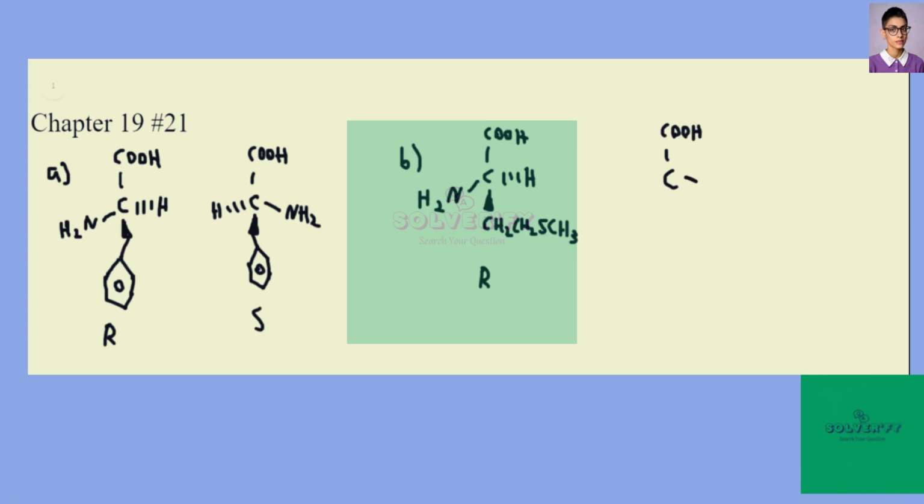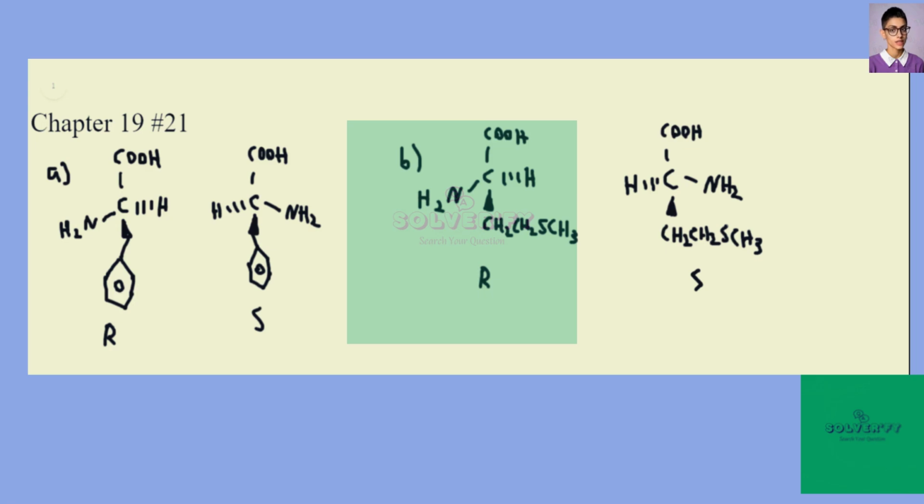We'll do it the same way that we did for phenylalanine. So we'll just put the amine on the other side. We'll keep the nitrogen on the dash, and we'll put the side chain on the wedge. But since everything's on opposite sides, this is now the S configuration.